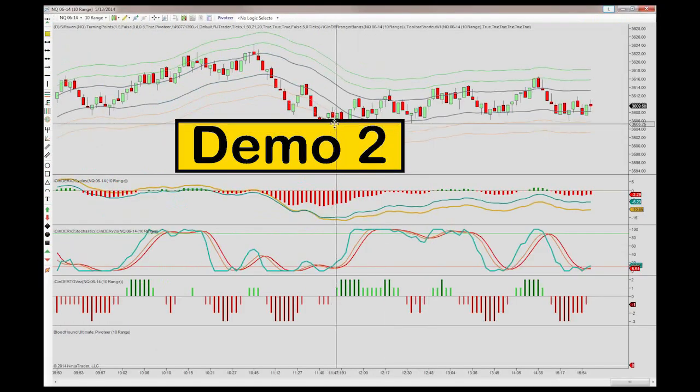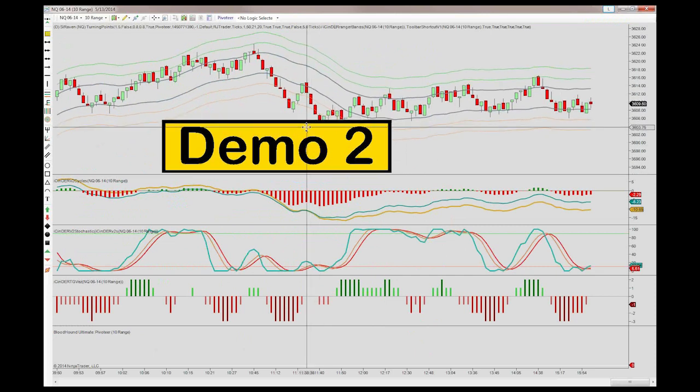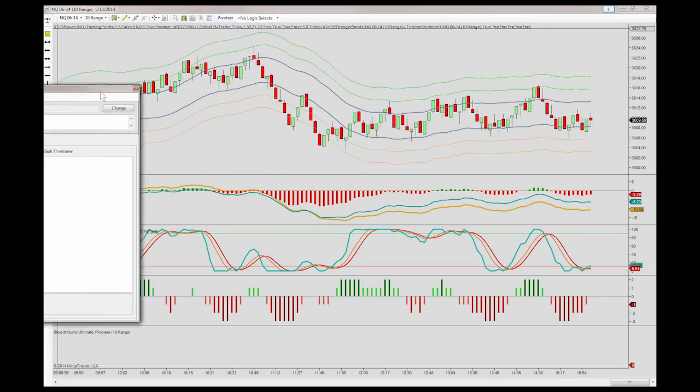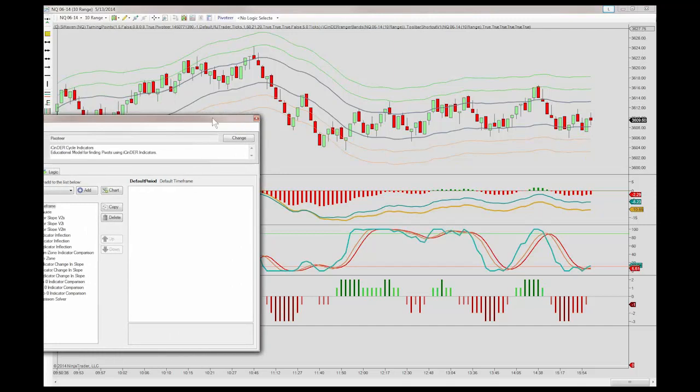And we can actually take this thing, this is demo 2. Delete that. You have information. I have a BloodHound pivotier. There's no logic selected at this point. So let's go ahead, and I'm going to toggle through some of the items here.